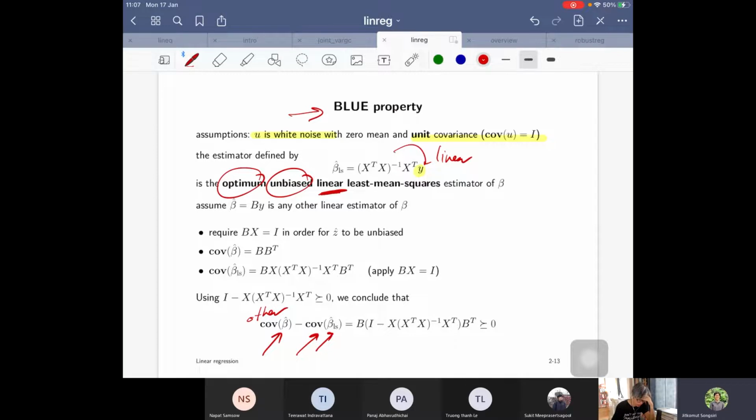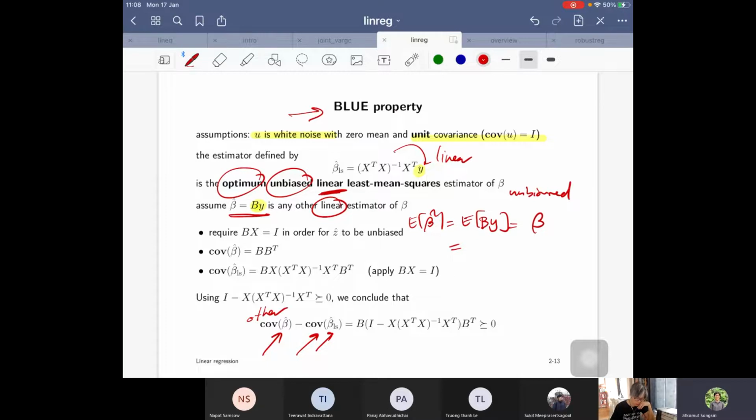The way we show this is very simple. Assume that another estimator, beta tilde, is unbiased and in the class of linear estimators. So we assume the form of the other estimator as matrix B times y, where you leave the matrix B arbitrary. In order for it to be unbiased, it has to satisfy the condition that the expectation of B times y must be beta.